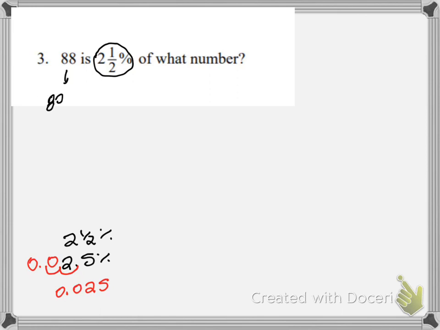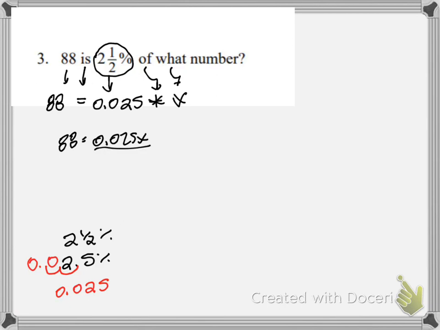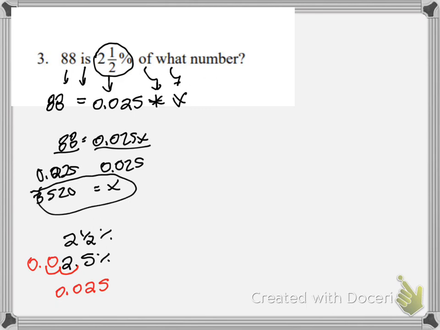We have 88. We have is, that means equals. 2.5%, we said that's 0.025, of, that means times, what number means x. So we have 88 is equal to 0.025x. So we have to divide both sides by 0.025, and that's a job for our calculators. And we find out that x is equal to 3,520. So 88 is 2.5% of 3,520.